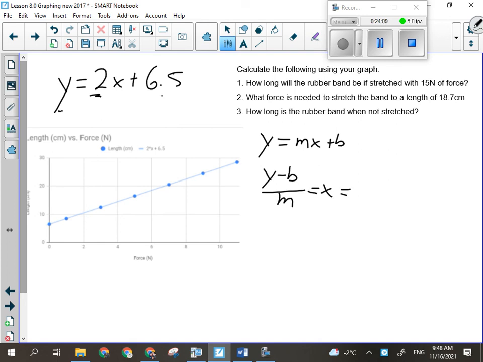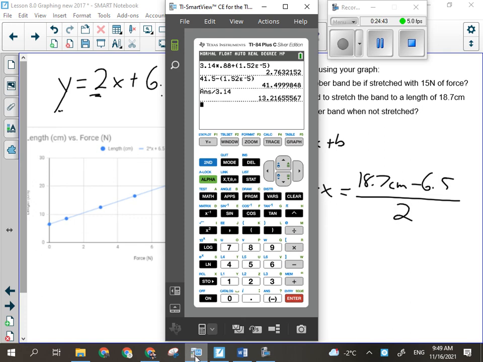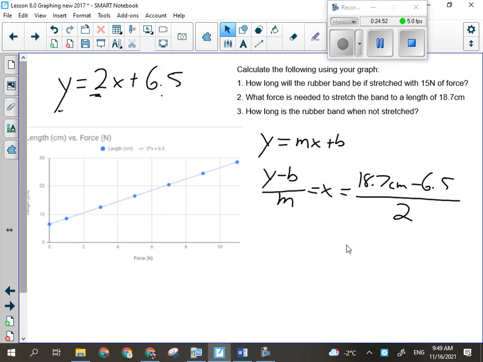So my y value, 18.7 centimeters, minus b, which is 6.5, divided by the slope, which is 2. Incidentally, that slope is 2 centimeters per newton. So basically, if you use 1 newton of force, the thing will get 2 centimeters longer. Now that I have that, I can just plug in my numbers, and I'll have my force. So we've got 18.7 minus 6.5, and then we divide that by 2, so we're going to get 6.1 newtons.